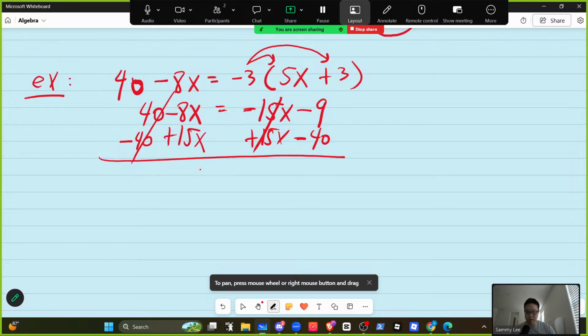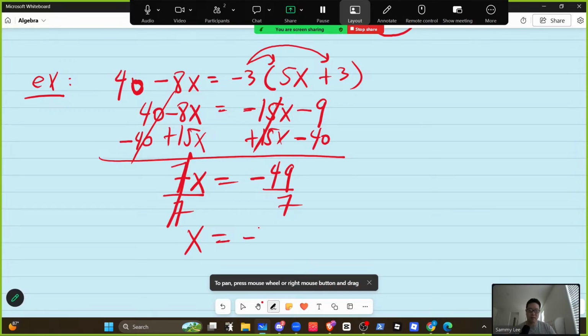Sorry, I forgot to put the x there. So negative 8x and positive 15x is going to give us 7x. Good. 7x equals, on the right side, we have negative 9 and negative 40, which is negative 49. To isolate x, we're going to divide both sides by 7. So that allows us to just get x on the left side. And negative 49 divided by 7 is? Negative 7. Good. And that is our answer.